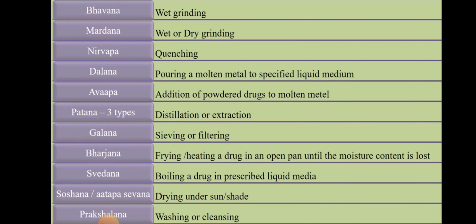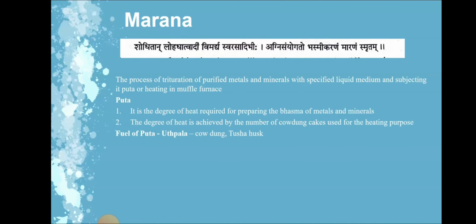Next, after Shodhana, the next process is Marana. The definition of Marana is: Shodhitan Lohadhatvadin Vimardhya Swarasadhibhi Agni Samyogad Bhasmeekaranam Marana Smritam. It is the process of trituration of purified metals and minerals with a specified liquid medium and subjecting them to heat, nowadays in a muffle furnace. It is known as incineration. The process by which a drug is converted into Bhasma is called Marana.